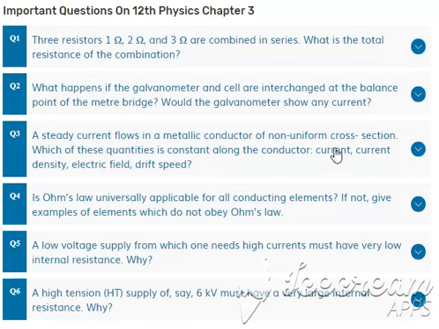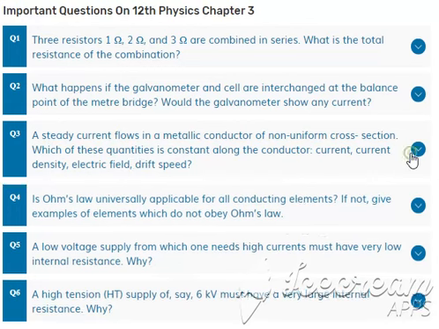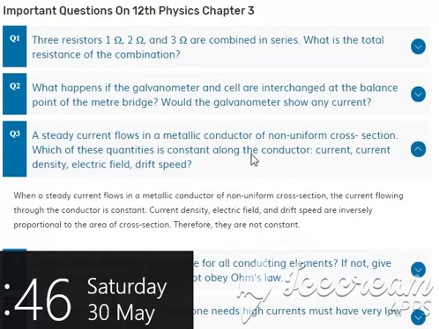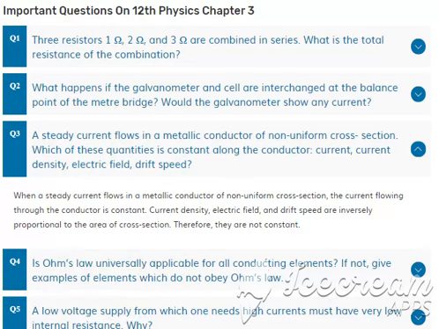The answer would be current, because other quantities like current density, electric field, drift speed, they all depend on area of cross section. The only quantity that does not depend on area of cross section is current. So when a steady current flows in a metallic conductor of non-uniform cross section, the current flowing through the conductor is constant. Current density, electric field and drift speed are inversely proportional to the area of cross section, therefore they are not constant.